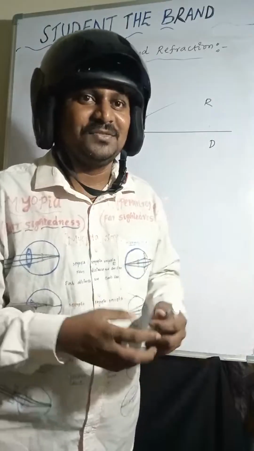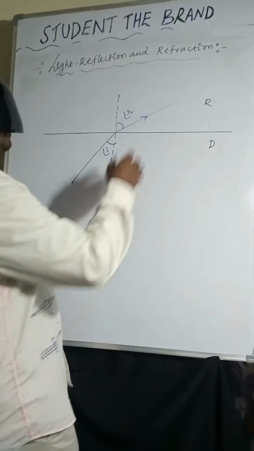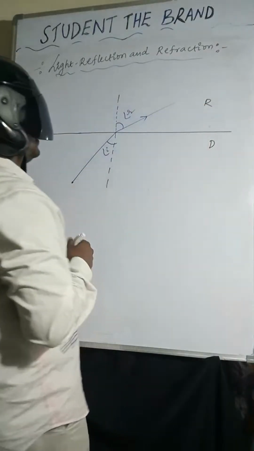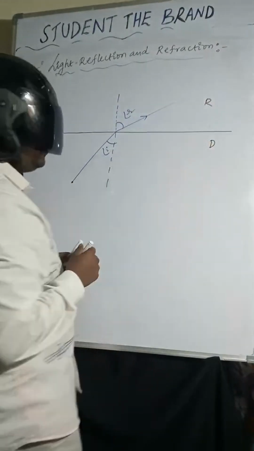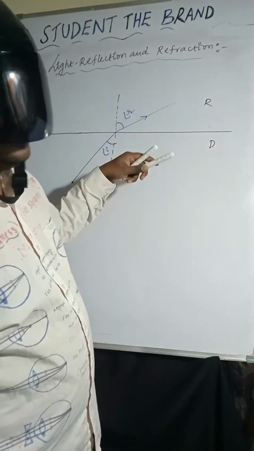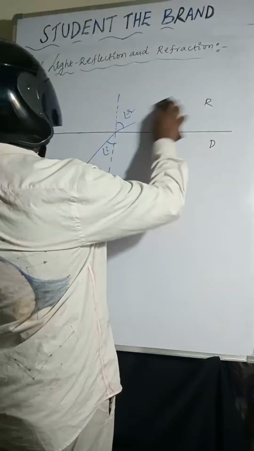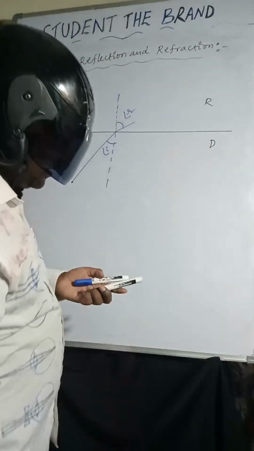We'll discuss physics. Chalo, get into the topic. So here, rarer medium, denser medium, rarer medium, denser medium. The light ray is moving from denser to rarer. Here you can see.